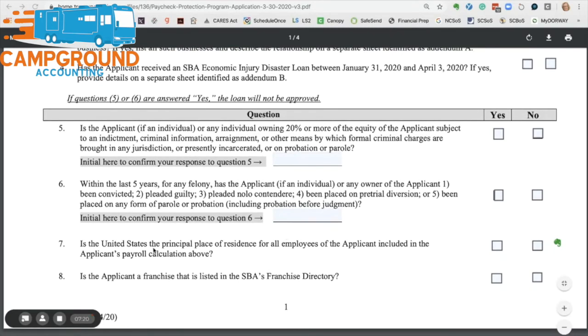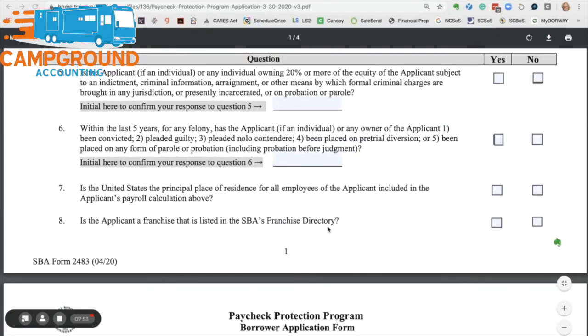All right, your principal place of residence for all employees, is it included in the applicant's payroll calculation above? Is the United States the principal place of residence for all employees? Now, in an earlier question, we had the question of if the employee is working, their business address was outside the U.S. This is asking if their residence is in the U.S. Are you a franchise that's in the SBA franchise directory? You can list yes or no there.